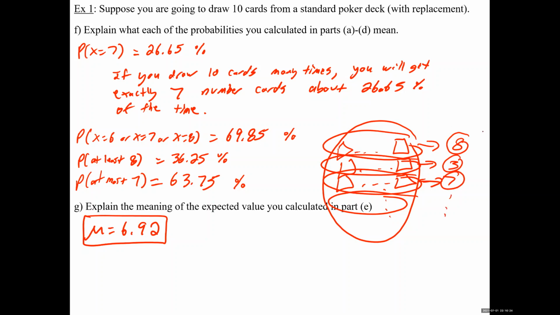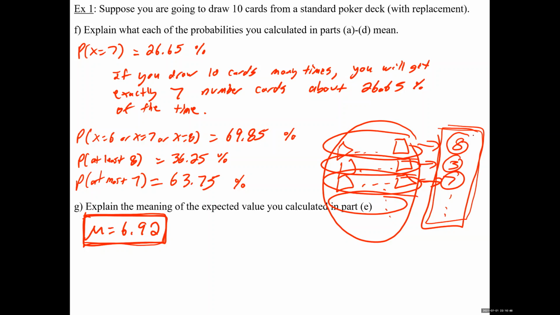If you take the average of these, the average will be about 6.92. Because this number is right about 7, basically what that means is if you draw 10 cards, you expect 7 number cards. But if I ever ask you to explain the meaning, I don't want you to use the word expect. What does that mean to expect 7 number cards? It means the average of these answers will be about 7.